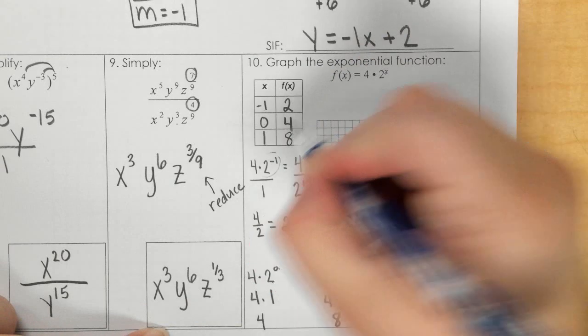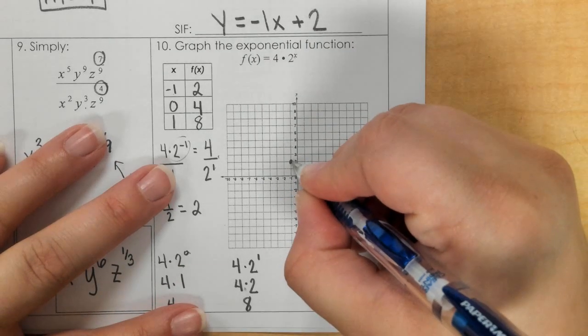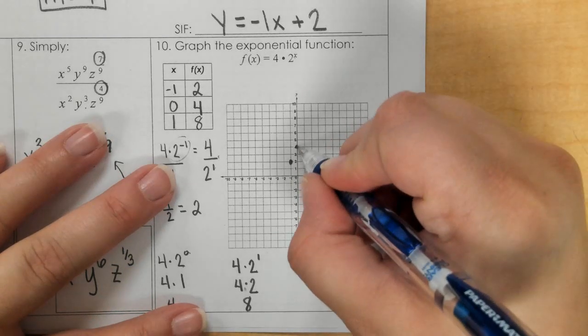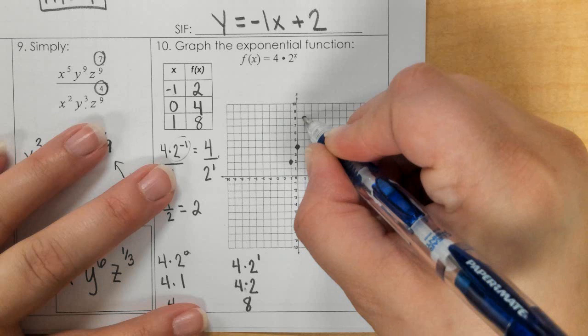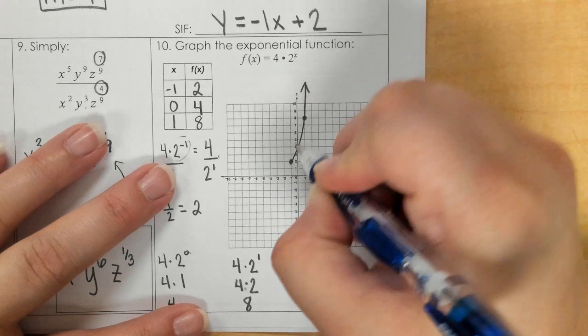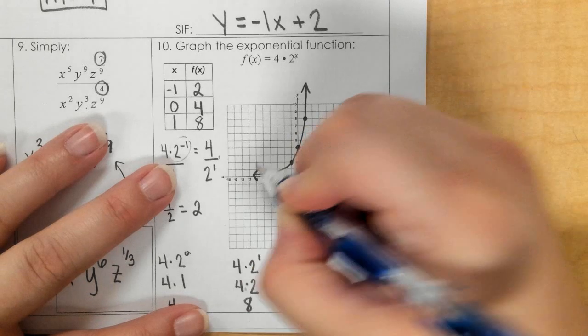So now, once I have my table filled out, I can graph these. So -1 at 2, 0 at 4, and 1 at 8. And remember, when we graph it, it is a curve that gets really close to the x-axis, but never actually touches the x-axis.